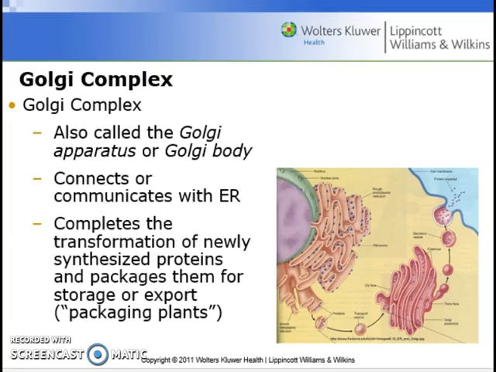The Golgi complex, as I said before, is another structure that allows proteins being developed on the endoplasmic reticulum to be packaged and sent out to parts of the cell where they need to go. So you can think of the Golgi complex as a mailing center. Items here get packaged and then they're sent out to where they belong in the cell.